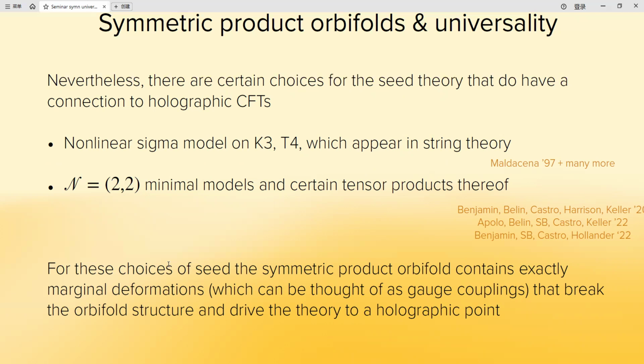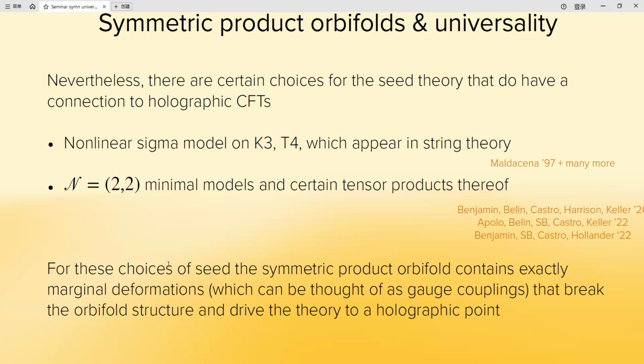The reason why these theories have something to do with gravity is that they contain exactly marginal deformations, which define a conformal manifold. Turning on these marginal deformations can be thought of as turning on the gauge coupling. By doing that, you break the orbifold structure, and the idea is that you drive the theory to a holographic form. But the seed theory has to be chosen very specifically, and generically it does not work.